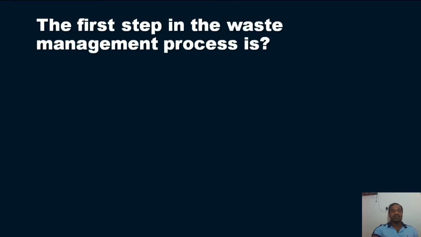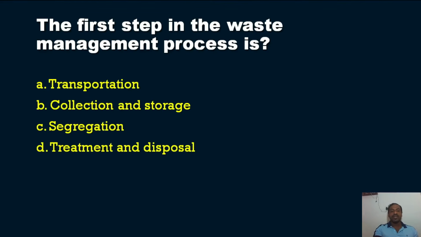Moving on to the next important question, from the waste management process. The question is: the first step in the waste management process is. Our options are: the first one is transportation, the second one is collection and storage, the third one is segregation, and the final one is treatment and disposal. The first step usually happens at the origin, where the waste originates, especially ICUs, wards, hospital settings, etc. So what is the answer?